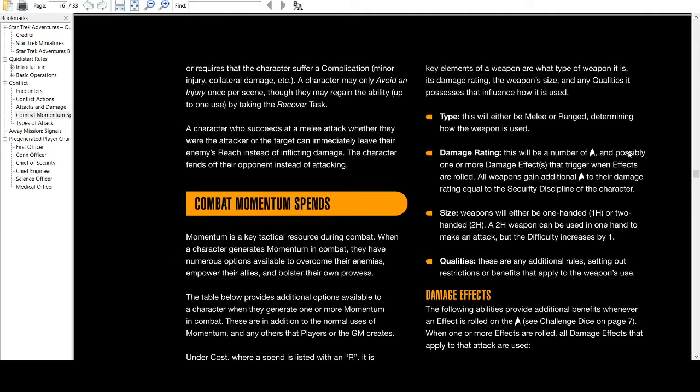A character who succeeds in a melee attack, when they were the attacker or the target, can immediately leave their enemy's reach instead of inflicting damage. The character fends off their opponent instead of attacking.